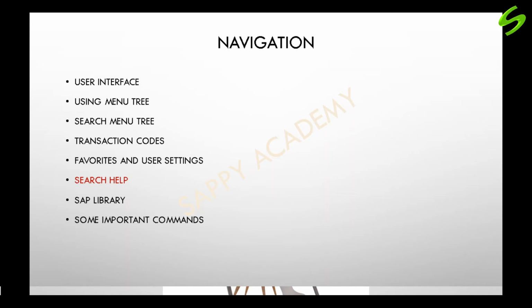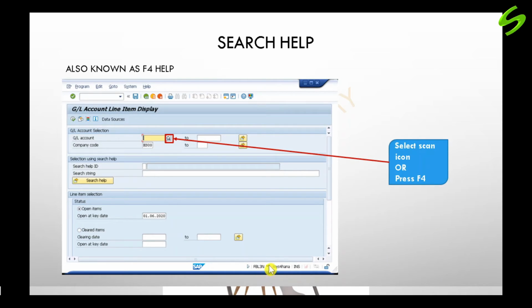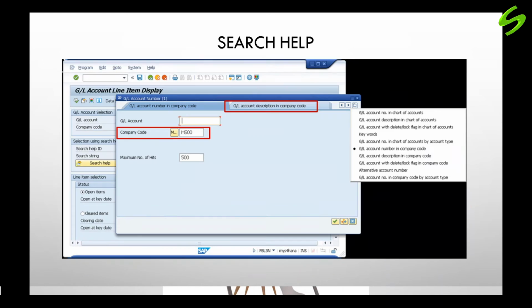Search help. Search help is a very important and useful function in SAP. You can see that I am in transaction code FPL3N, which is for General Ledger Account Line Item Display. Here I can give GL account and company code. But if I don't remember the GL account, I can use search help to locate the GL account I want. I can select a scan icon or search icon, or I can simply press F4.